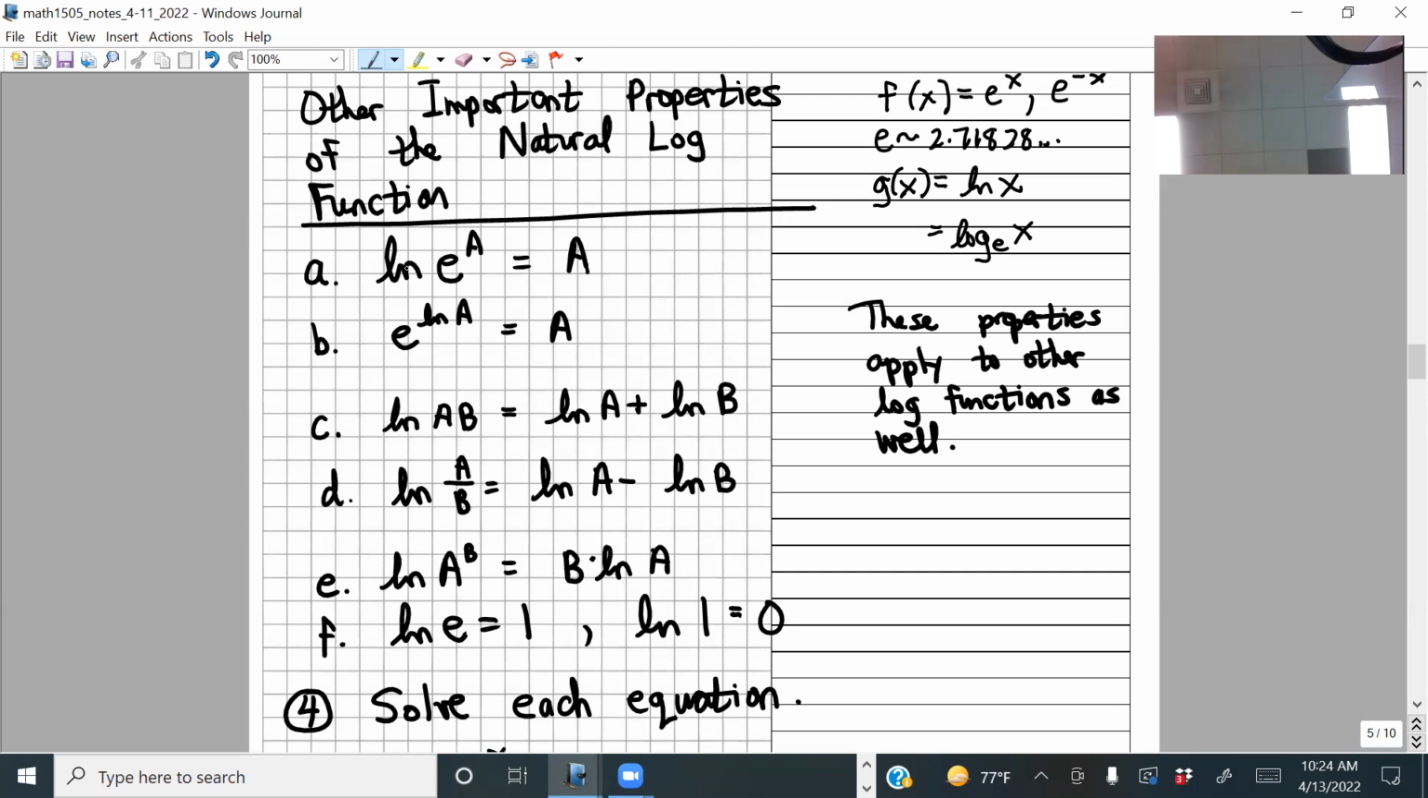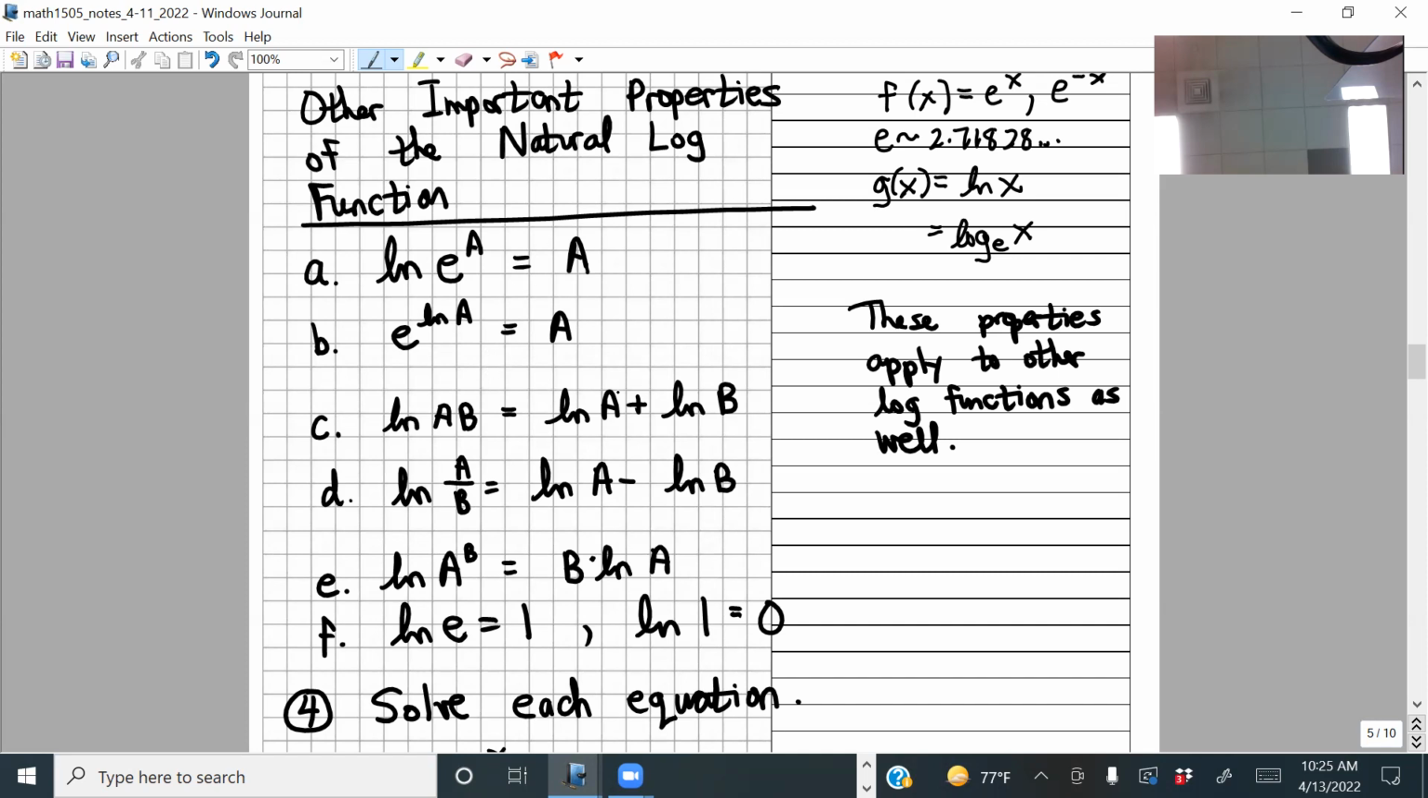So a natural log of e raised to a power is just going to result in that power. This is just composing in the opposite way. If you raise e to the natural log of a number, they cancel each other again, and you just get the number back. So these two equations just come about because the natural exponential function and the natural log function are inverses of one another.